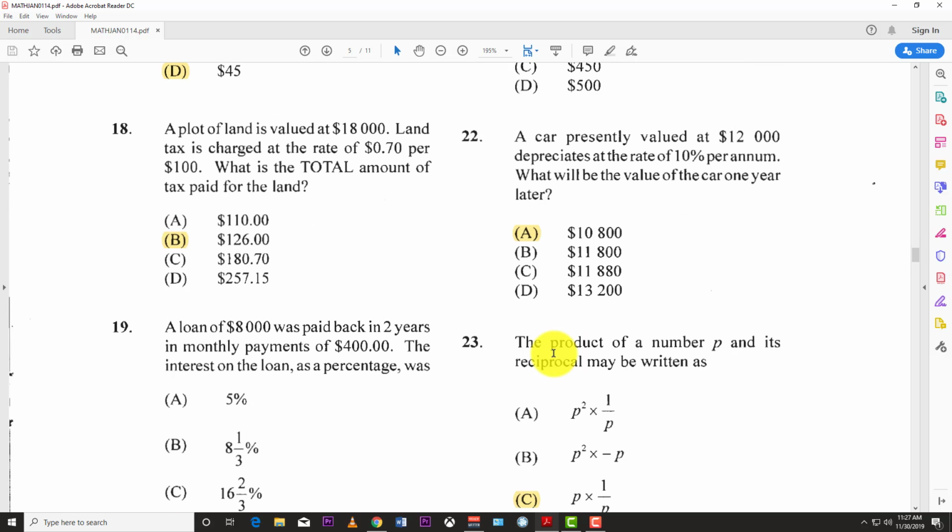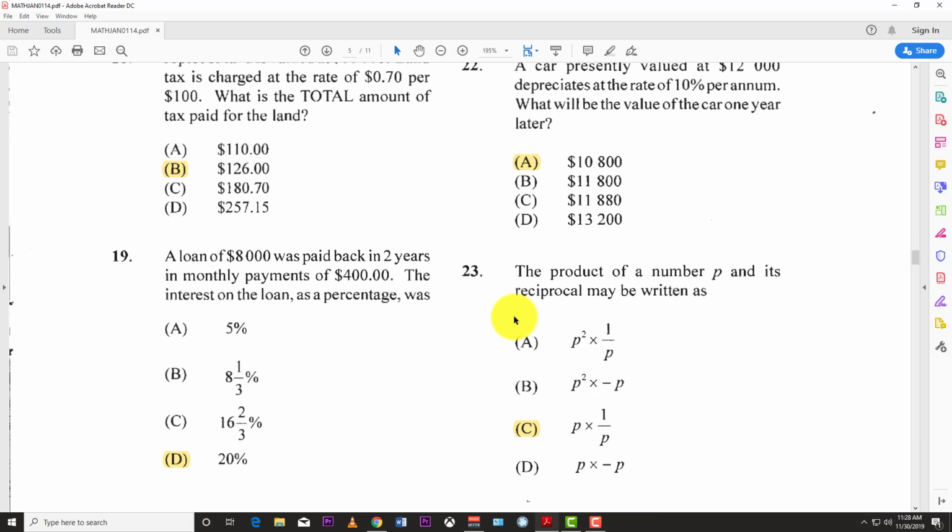22. A car presently valued at $12,000 depreciates at a rate of 10% per annum. What will the value of the car be 1 year later? And the answer here is A, $10,800.